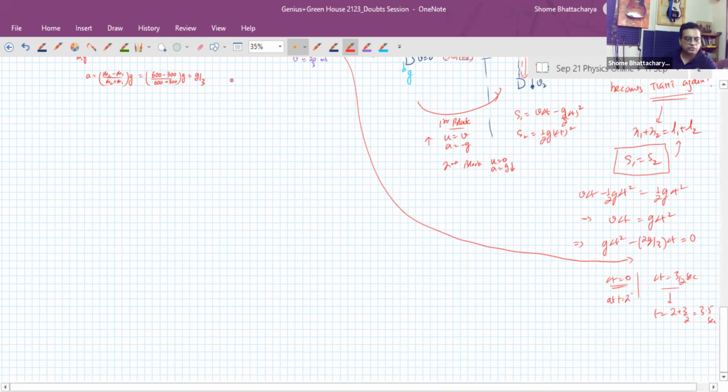Oh, sorry, I got it inverted. It should be 2 by 3 and not 3 by 2. The time elapsed is 2 by 3 seconds. So the total time on your stopwatch is this plus this, so it's about 2.67 seconds or whatever.